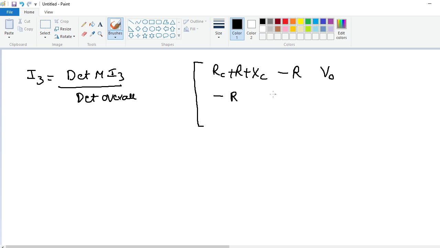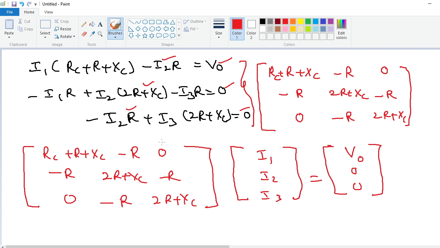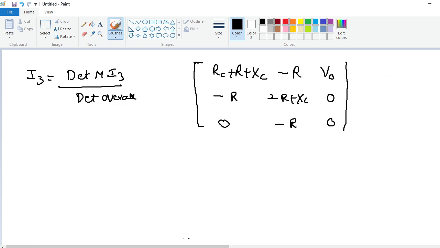Next, this is, oh sorry, this is minus R, 2R plus XC. Instead of minus R, simply substitute 0. And third one is this one, 0, minus R, minus R, 0. Instead of I3, simply substitute V0, 0, 0. This is the overall matrix. So in this column, substitute these values V0, 0, 0. Okay. Right. So divided by overall matrix.